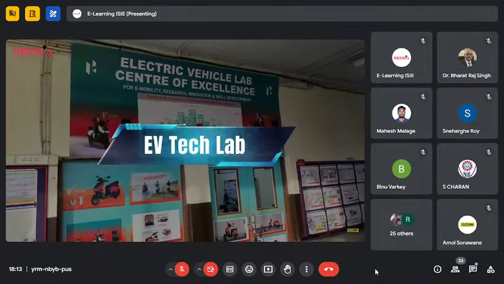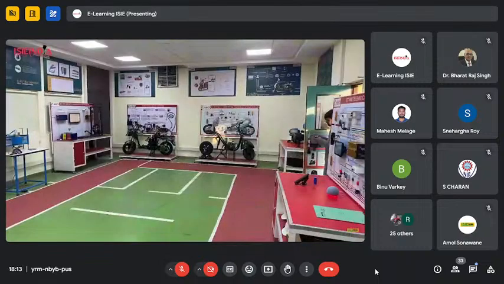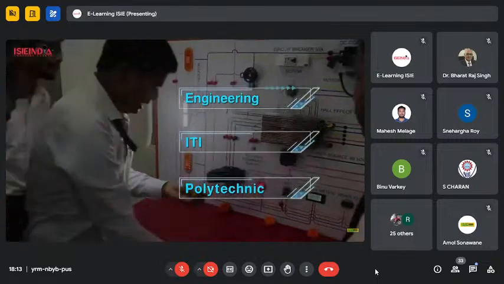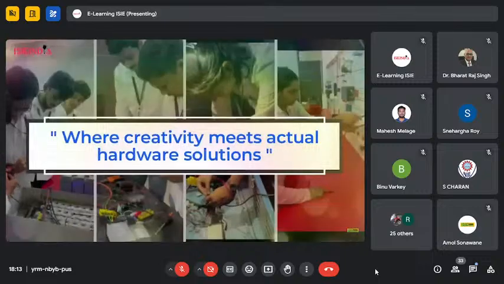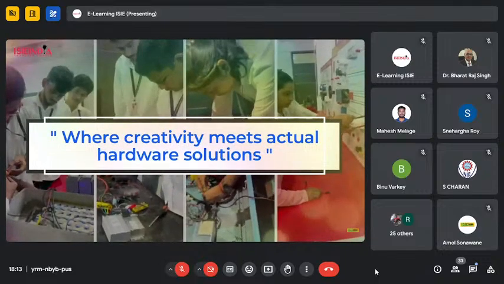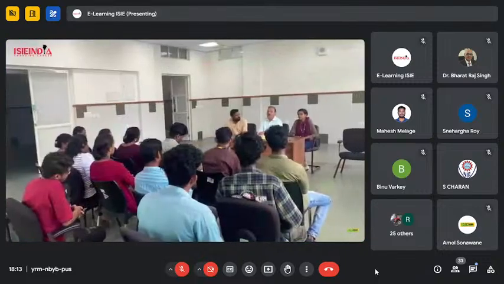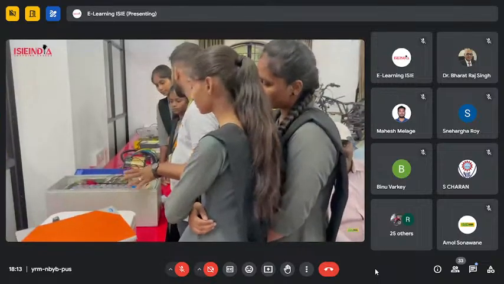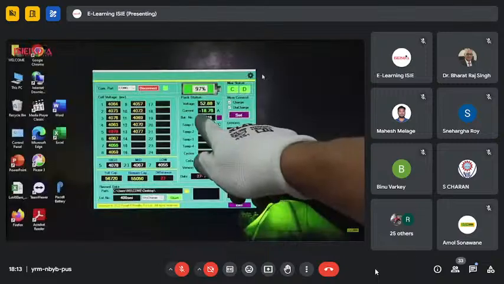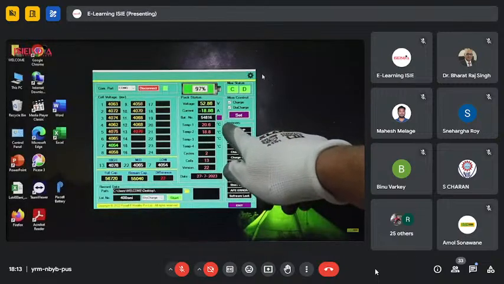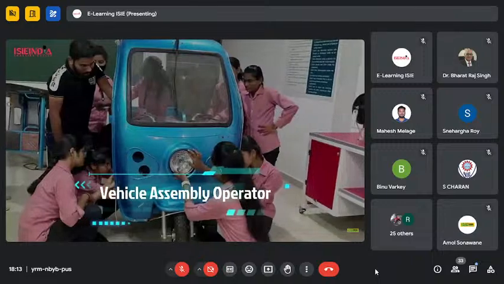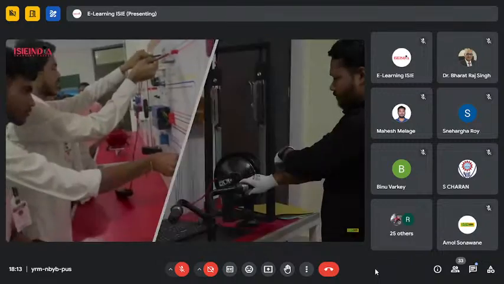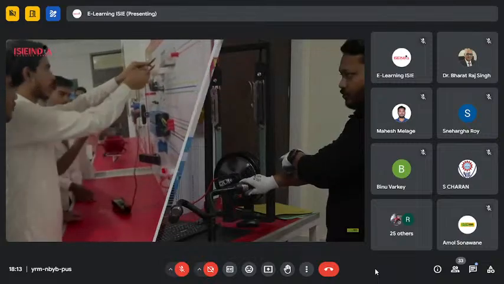EV Tech Lab. It's a high-tech lab designed for students studying engineering, ITI, and polytechnic students getting job training. Think of it as a space where creativity meets actual hardware solutions. People here get to dive deep into the physical parts that make an electric vehicle work. This model is also helping our partners with community skilling for various job roles, such as electric vehicle technician, vehicle assembly operator, charging station operator and technician, and workforce for electric vehicle powertrain, battery and BMS maintenance, etc.